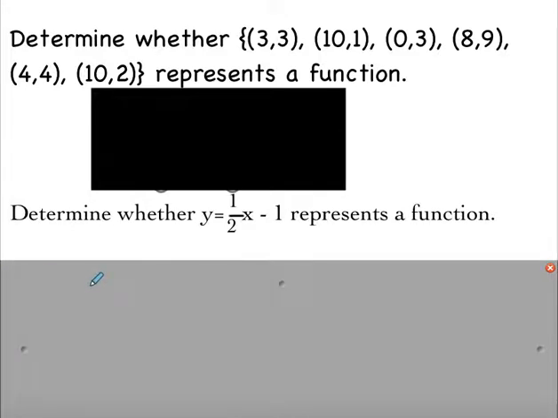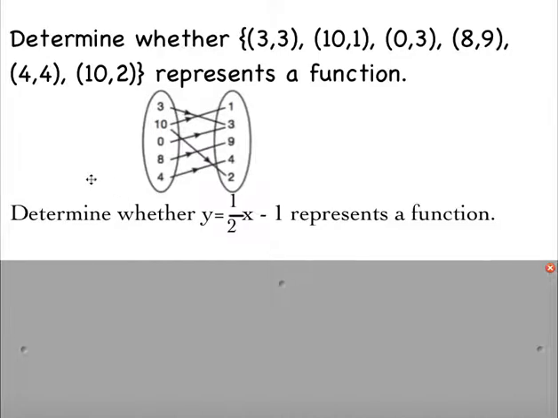Next one, determine whether (3, 3), (10, 1), (0, 3), (8, 9), (4, 4), and (10, 2) represents a function. We would say, okay, I'm going to look at my inputs, 3, 10, 0, 8, 4, and 10. And I see that, oh, no, I have a repeat, 10. And unfortunately, it goes to two different values. 10 goes to 1 right here, and 10 goes to 2. So that is not okay. We would have to say no. This is not a function because unfortunately that 10 goes to two different values.